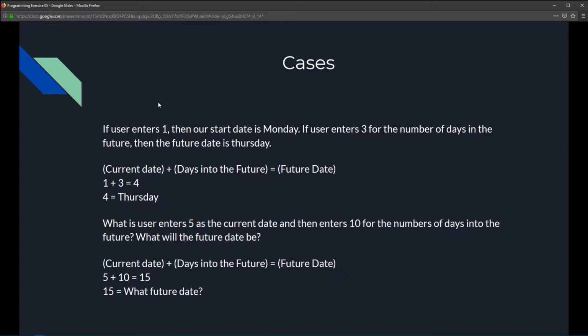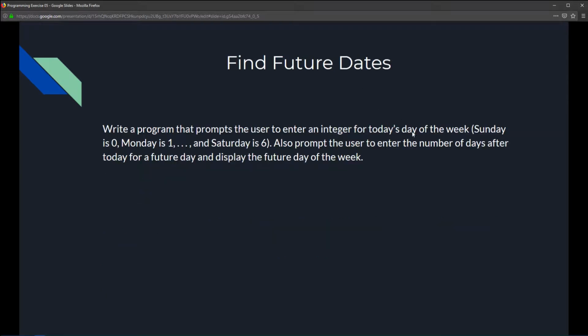Alright. Now let's try to tackle this. It says that let's say if the user enters 1, then our start date is Monday. And if the user entered 3 for a number of days in the future, then the future date is Thursday, right? Because that's what they asked for in the second part. First part, right? We break it down. First part is to enter what is today's date. Second part is to enter the number of days after today to find out the future day. So that's the target, what we're trying to accomplish here, to actually find out the future day.